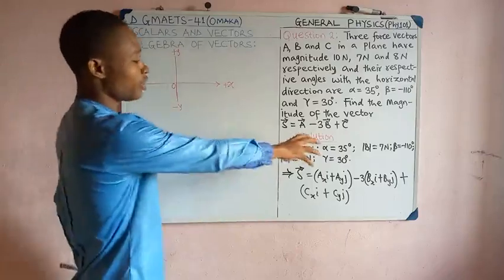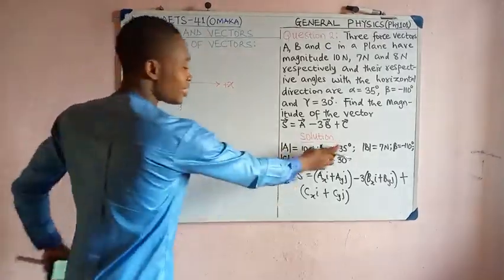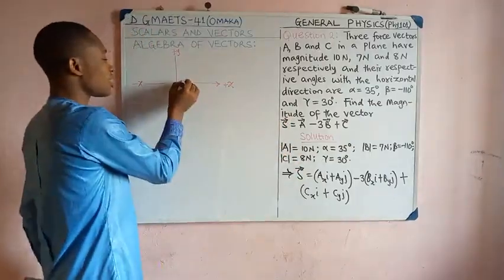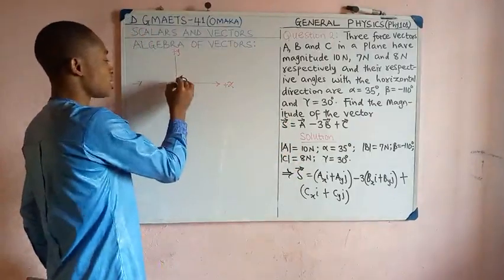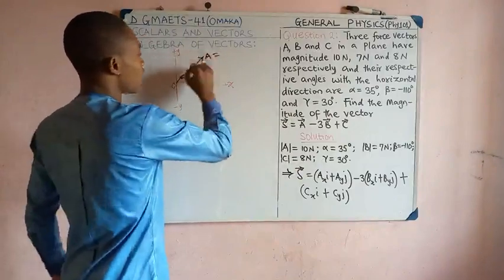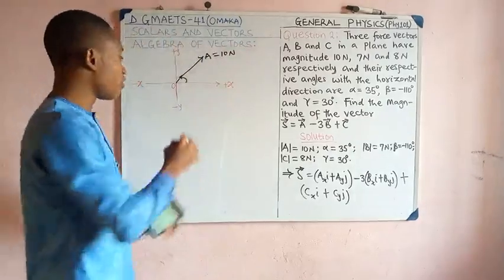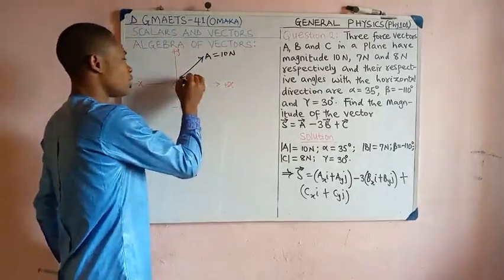Now, looking at what we're given, the first vector A has magnitude of 10 Newton and it is 35 degrees from the horizontal. So it's just like this. From this horizontal, let me measure up to this and say this is 35, for example. So this is the first vector A, whose magnitude is equal to what given to us? 10 Newton. Alright, so I'm just doing this to give a full interpretation to this question for you.